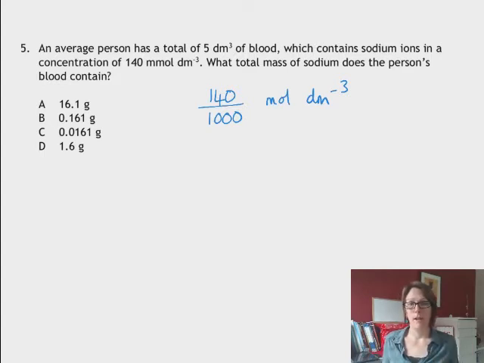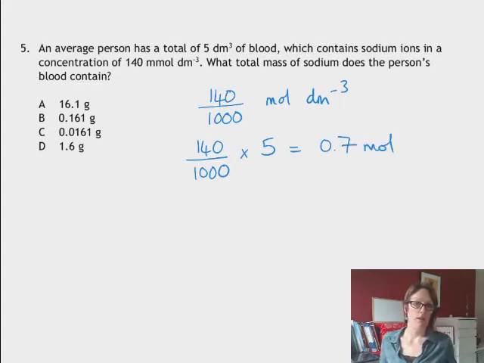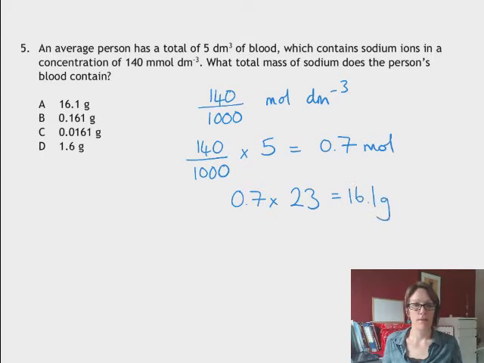And the total volume is 5 decimetre cubed of blood. So to work out the total mass, I will need to know the total number of moles in that 5 decimetre cubed. So if I take my concentration in moles per decimetre cubed multiplied by the number of decimetre cubed, that will give me the total number of moles, which is 0.7 moles. Sodium has an atomic mass of 23. So to turn it from moles into grams, I would simply do 0.7 times 23, which gives me 16.1 grams, which is A.